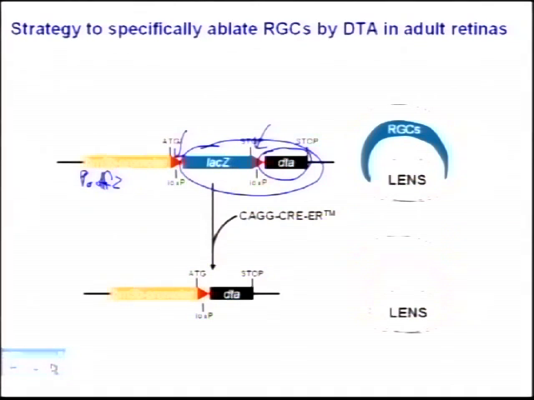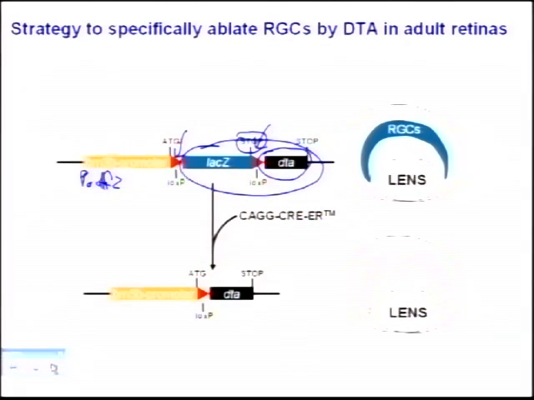And then we've created a cassette that has a diphtheria toxin peptide, which is a very potent toxin. One molecule will kill a cell. And that diphtheria toxin is our genetic ablation gene. But it can't work because there's a stop codon between the lacZ and the DTA. So what we do is we cross this. We create a mouse that has this particular Brn3b allele.